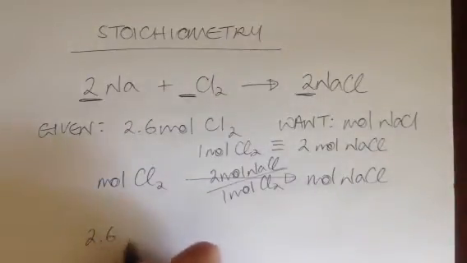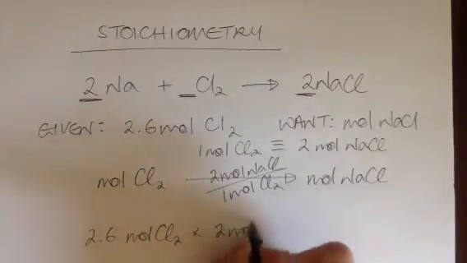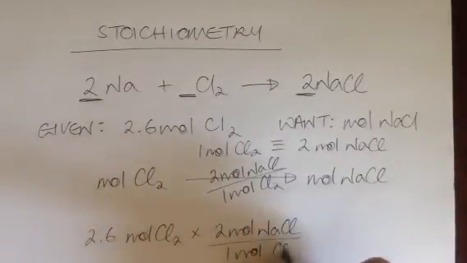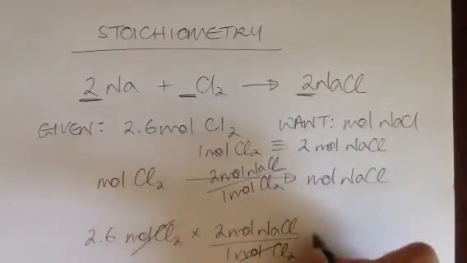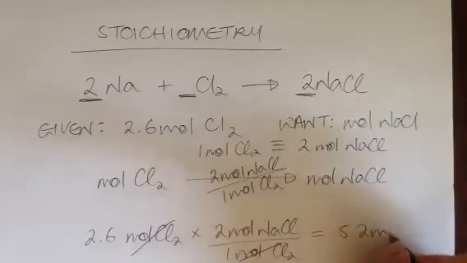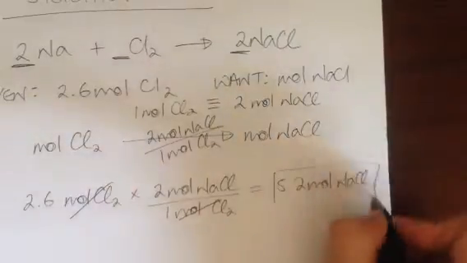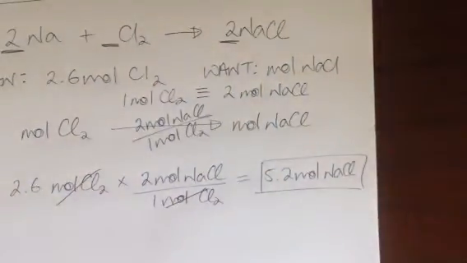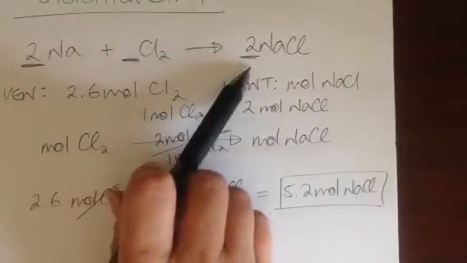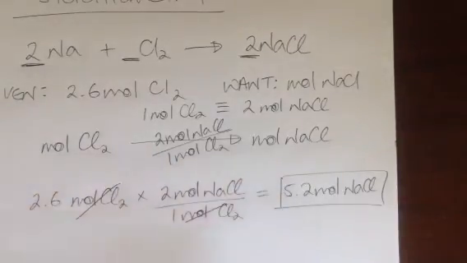And if we've been given 2.6 moles of chlorine multiplied by 2 moles of sodium chloride per 1 mole of chlorine, moles of chlorine cancel. 2.6 times 2 is 5.2 moles of sodium chloride. So we used our recipe, our balanced chemical equation, to get the relationship between chlorine and sodium chloride, and we used that as our conversion factor to convert from moles of one to moles of the other.